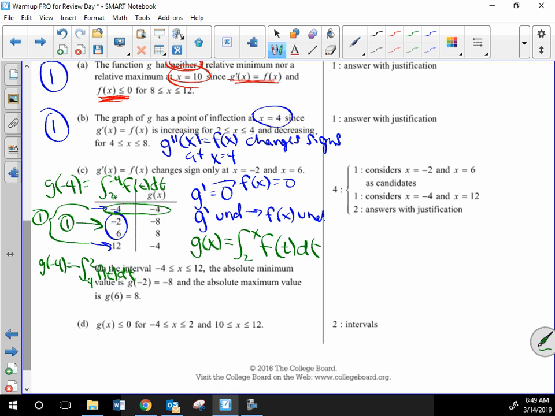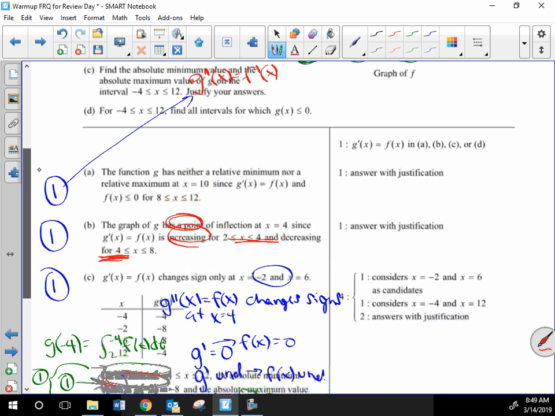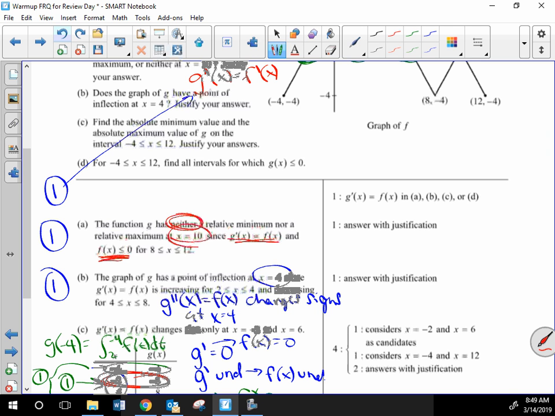And when we go and find each of those values, then we end up finding that our absolute minimum value is g of -2 equals -8. Do they actually ask for the minimum values? Yes. Okay. So that's something to keep in mind. It actually asks for the value rather than just where it occurs.